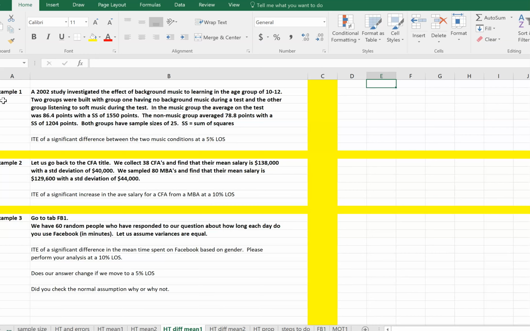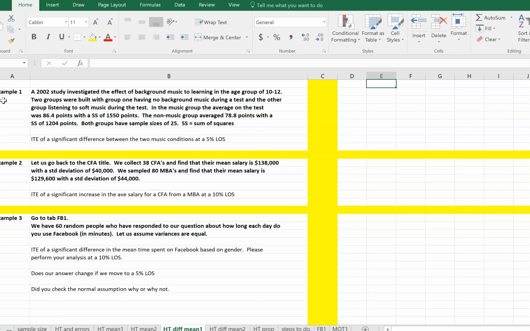In the music group, the average on the test was 86.4 points with a sum of squares of blah. The non-music group averaged 78.8 points with a sum of squares of blah. Both groups have sample sizes of 25. SS, again, equals sum of squares. So is there evidence of a significant difference between the 2 music conditions?